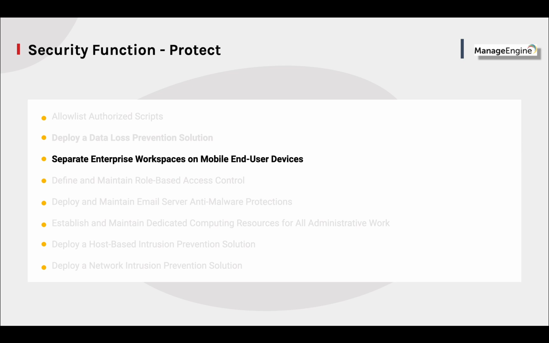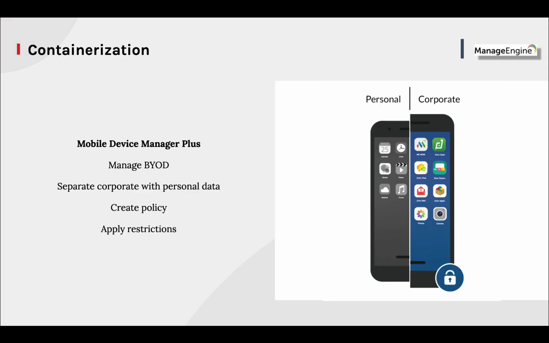Ensure separate enterprise workspaces are used on mobile end user devices where supported. Example implementations include using Apple configuration profile or Android work profile to separate enterprise application and data from personal application and data. In Mobile Device Management Plus of the Desktop Central product, we offer containerization in Android and iOS devices.